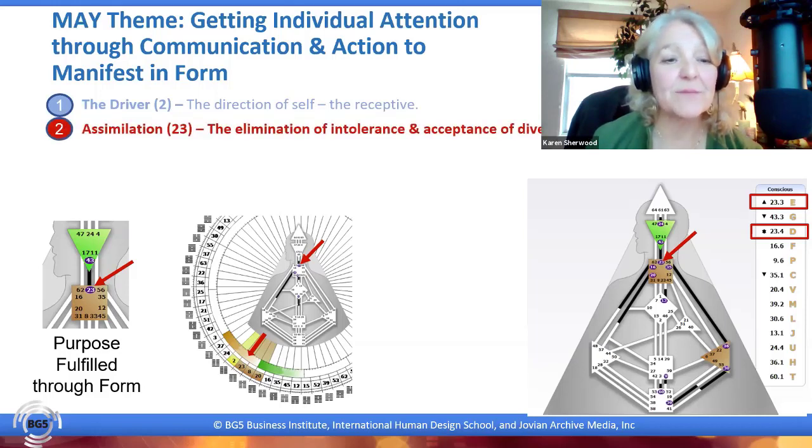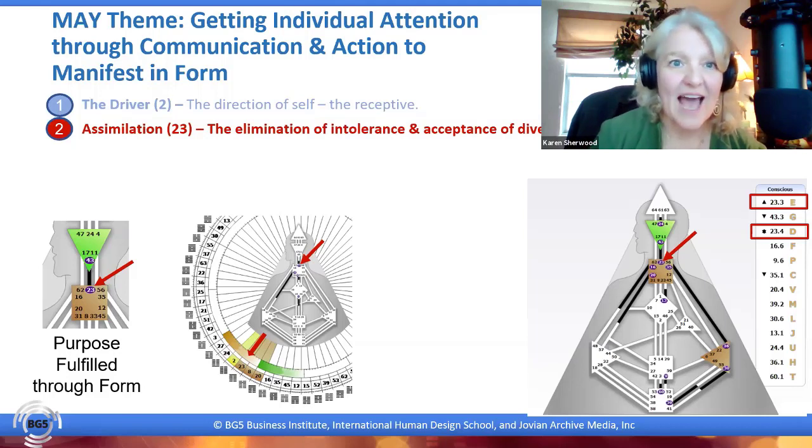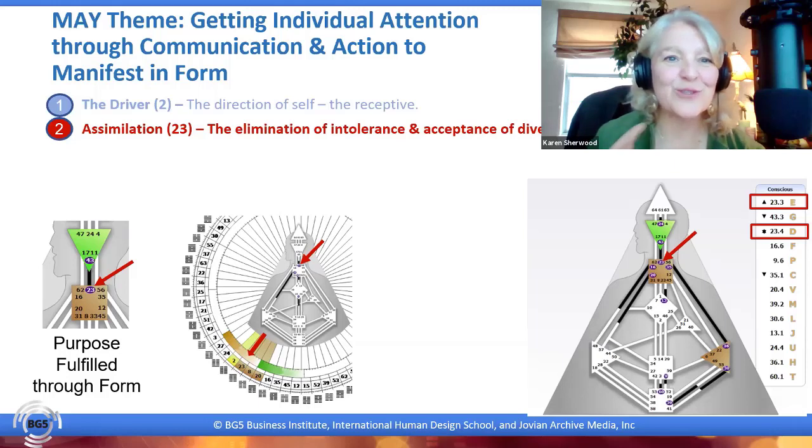It's very interesting because the week before last, before the 2, we took a look at the 24. That is also in the individual knowing circuitry. So we have this individual knowing sandwich, if you will, with the 24 before moving into the 2, and then the 23 for today. Again, today we're going to take a look at assimilation, the elimination of intolerance, and the acceptance of diversity.